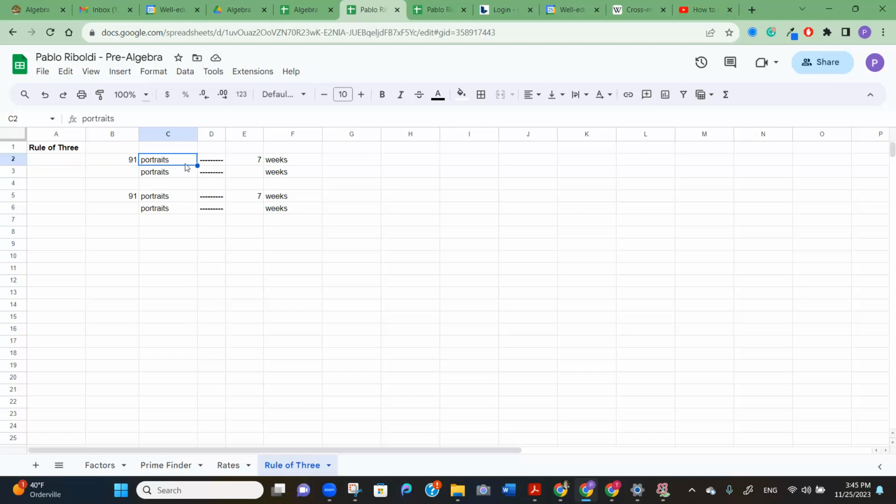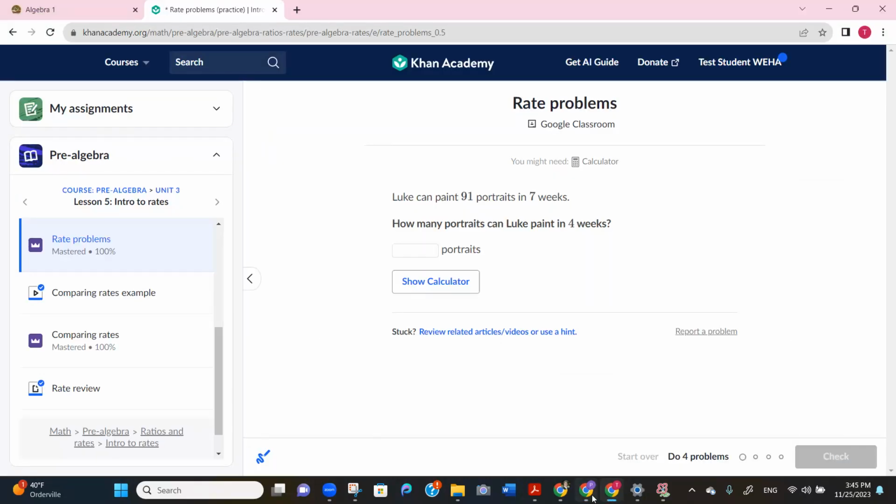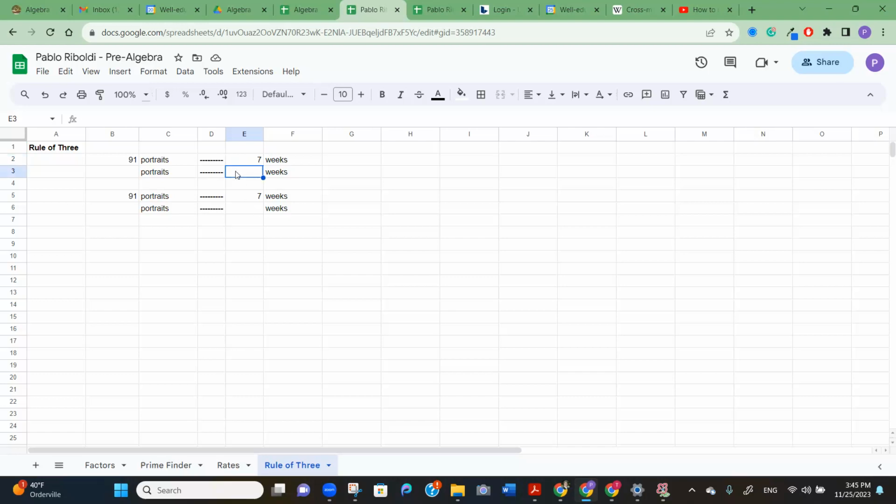So I have 91 portraits, a line with dashes and bolded, and then 7 weeks. So he can do that in 7 weeks, and then the problem is asking how many portraits Luke can paint in 4 weeks. So we would have the 4 weeks here. Now we need to find the solution to our problem, so I'm going to put the field color in yellow to tell me this is the solution. What formula would we need to put in here in order to solve this rule of three problem?